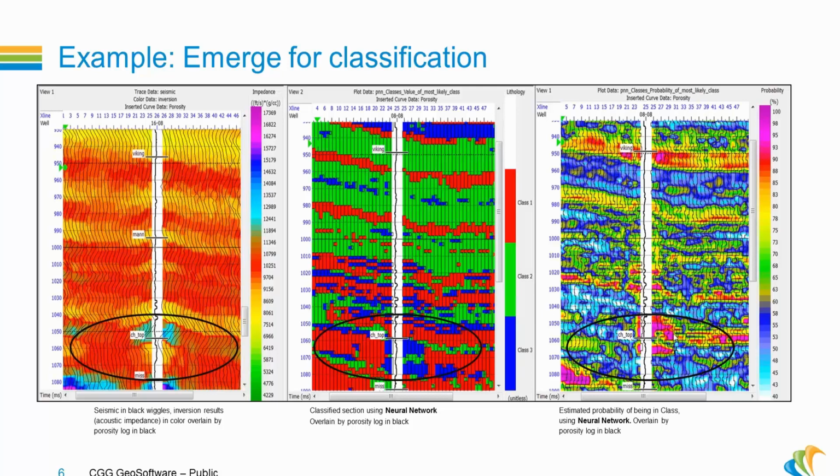So, for example, the right panel shows, for this high porosity class 3, how much is the probability that we are having that class there. So we can estimate that using this Emerge neural network method. For this case, we are having this class 3 with a higher percentage of probability at that location. So this is giving us the indication that we can have higher porosity there with that probability.